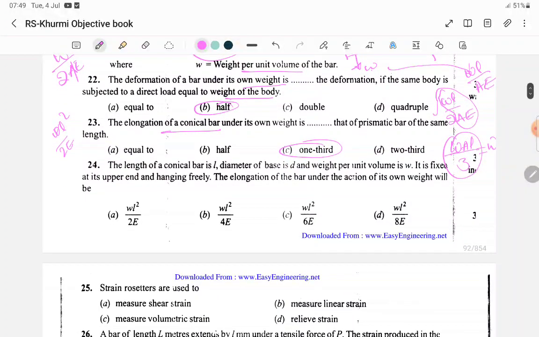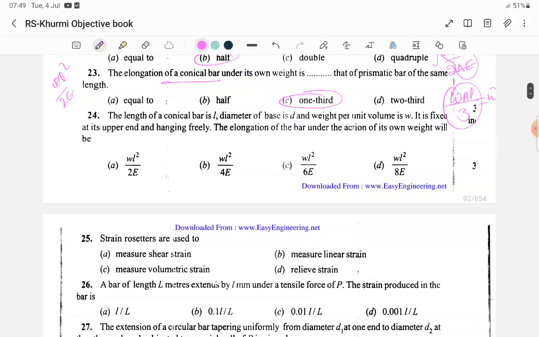Next. So till 23rd we finished. In this video we will finish a total of 160 questions. Next, the conical bar of length L and diameter D, with weight per unit length w, is fixed at the upper end and hanging freely. The elongation of the bar under its own weight will be? So it says conical bar.